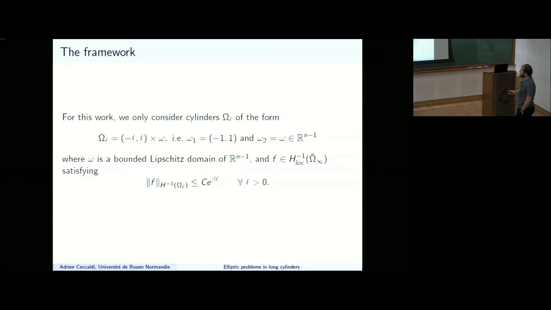So for that, we just take the cylinder being the classical one, with one dimension minus L, L times omega in R^(n-1). This estimate on F, once again, we want F to grow maybe exponentially at infinity, but not too exponentially. Which is to say, there is a beta which has to be small enough, once again.